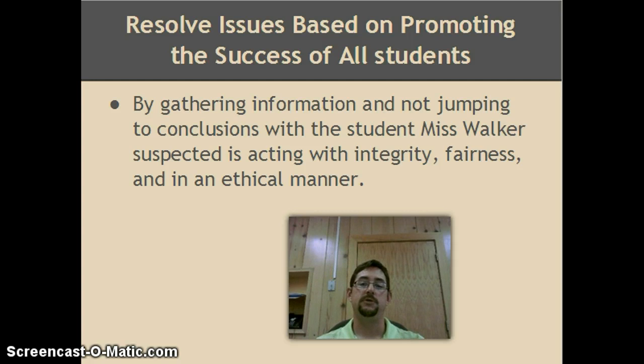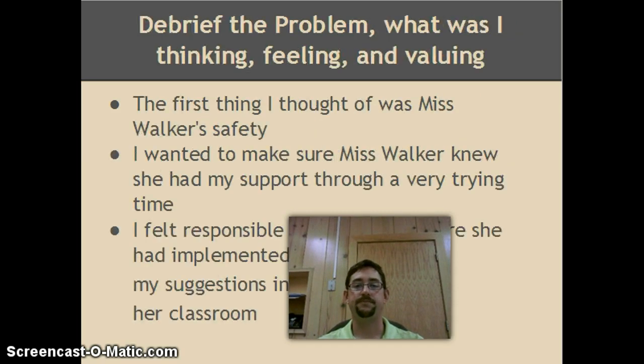By gathering information and not jumping to conclusions with the student Ms. Walker suspected, I am acting with integrity, fairness, and in an ethical manner. It's very important in a situation like this to gather information from as many places as you can and then make a rational decision from there.